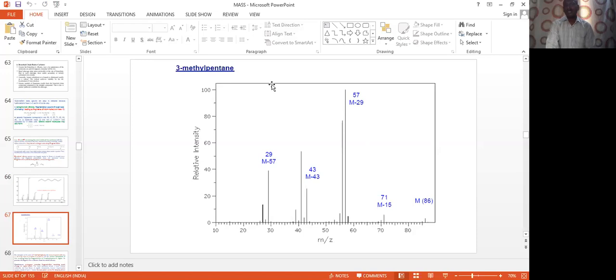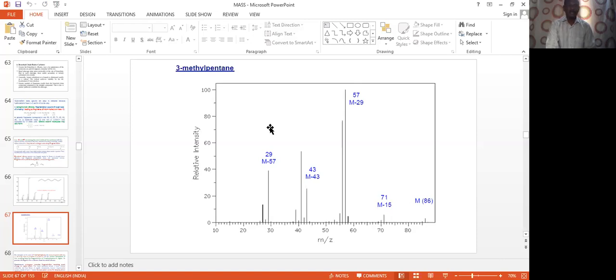If you have written down the structure, you can see the molecular weight. Then one of the methyl groups is removed, that means 15 is removed. Because at the substitution the fragmentation takes place, and one of the methyl groups is removed. So you have the loss of the methyl group, and you have 71. And then M by Z value 57 is the 100% intense peak.